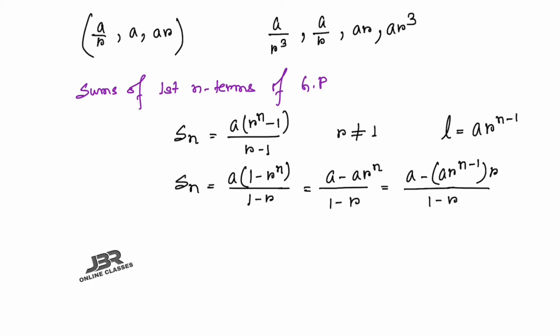So here, in the place of a r to the power n minus 1 into r, you can write L. So it will be a minus L r by 1 minus r. That is the different formula for Sn. So Sn equal to a minus L r by 1 minus r. Clear? Okay.